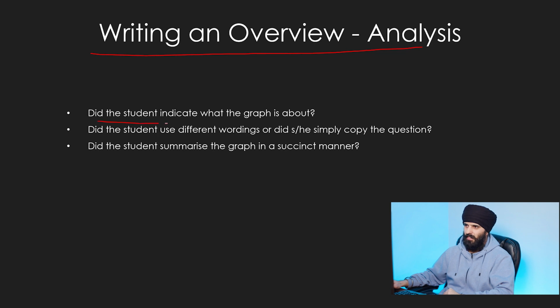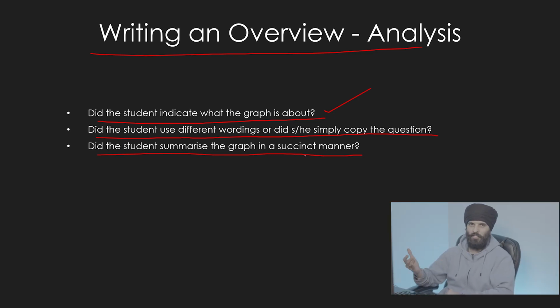So, did the student indicate what the graph is about? You have to give an overview of that. Second, did the student use different wordings, or did she just copy the question? So that's number 2. And finally, number 3 is, did the student summarize the graph in a succinct manner? Now I'm going to show you a couple of overviews and we'll analyze those.